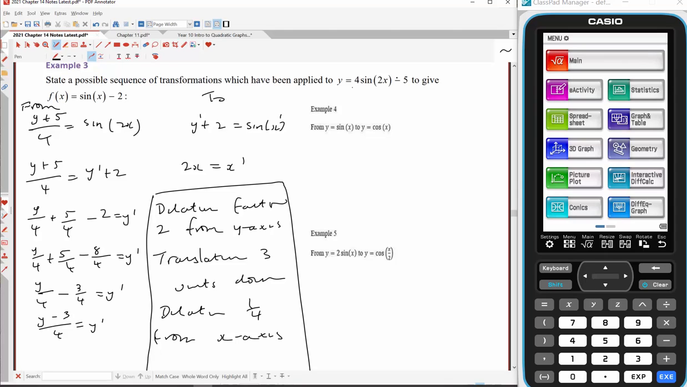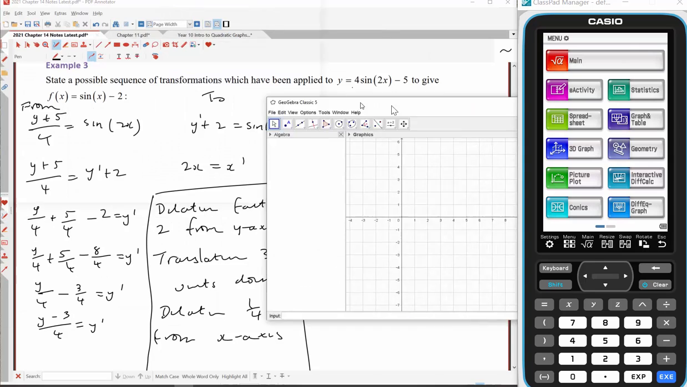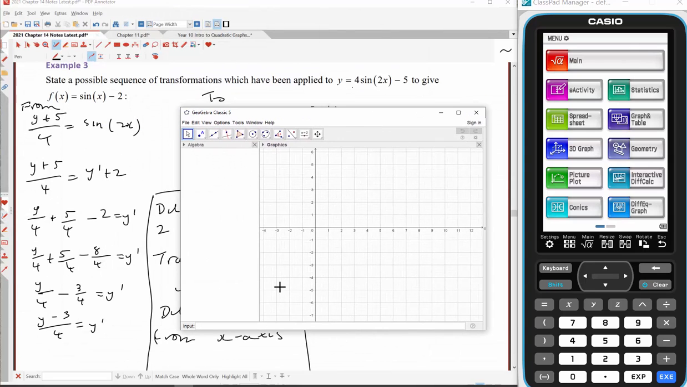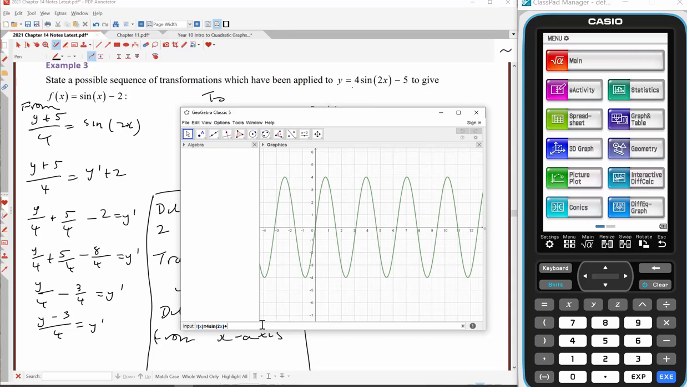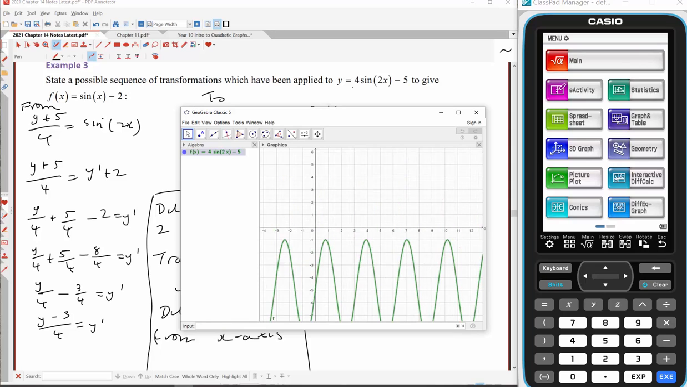Now this translation 3 units down might seem a little bit counterintuitive to these functions, because if you actually have a look at this function, it is, and actually I might just graph this. Let's ad lib a little bit. This is usually when it goes wrong for me. Okay, so let's graph the first one, which is y, or f of x equals 4 sine 2x take away 5. And this is, we need to go to sine x take 2. G of x equals sine of x take 2.